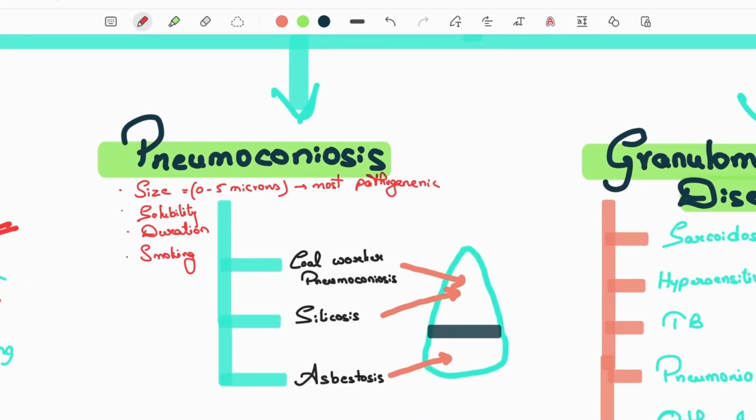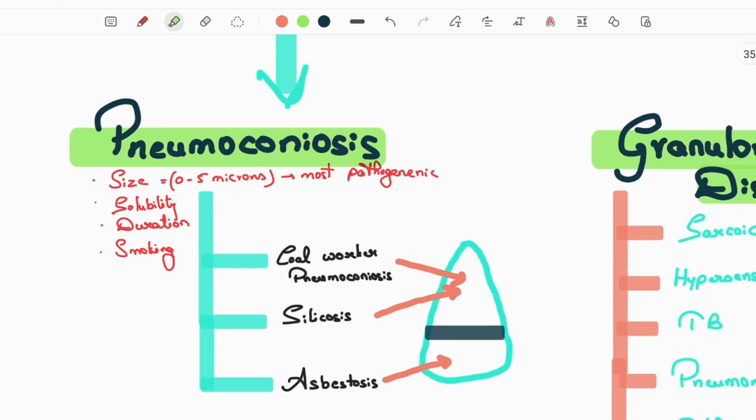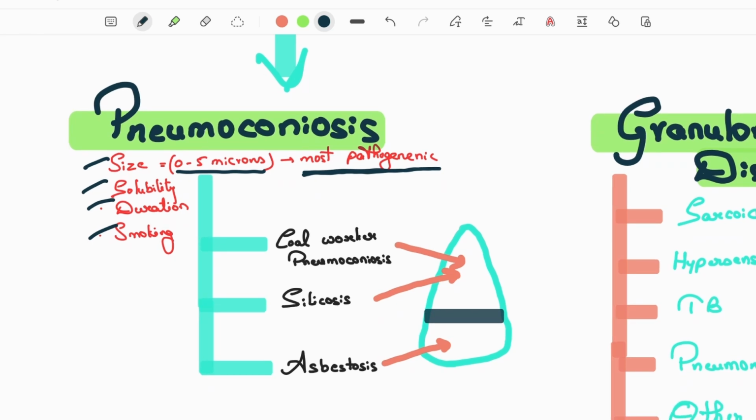And next one is pneumoconiosis. In pneumoconiosis, the most important things that we should remember are the size of the particle, solubility, duration and smoking. If the particle size is 0 to 5 microns, it is the most pathogenic condition. Means the smaller the particle, the more is the pathogenicity to the lung. Okay, so pneumoconiosis is divided into 3 types. One is coal worker pneumoconiosis, second is silicosis, and third is asbestosis.